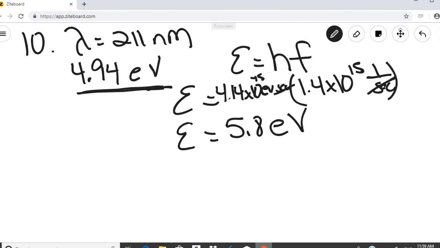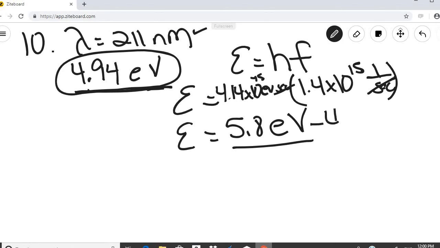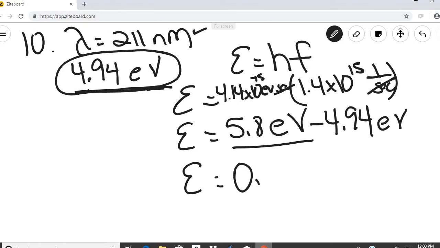Okay, so at this wavelength, the metal would have this much energy. It only takes this much energy for the electrons to escape. So the remainder would be kinetic energy. So we will subtract from this 4.94 electron volts. We can go out to the tenths place here because now we're subtracting. So our answer then would be 0.9 electron volts.